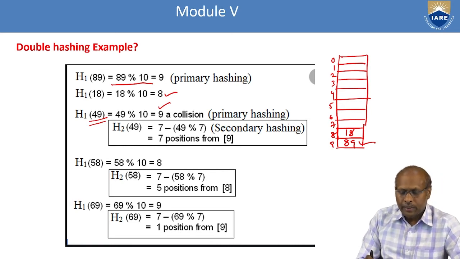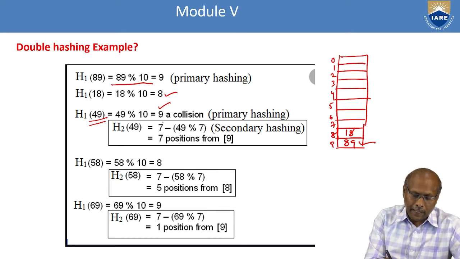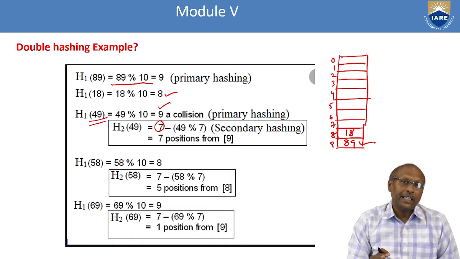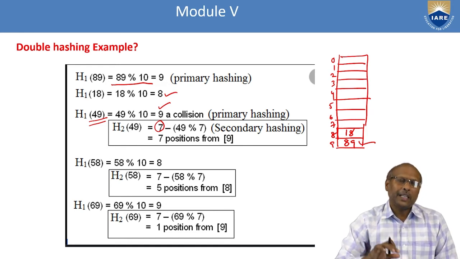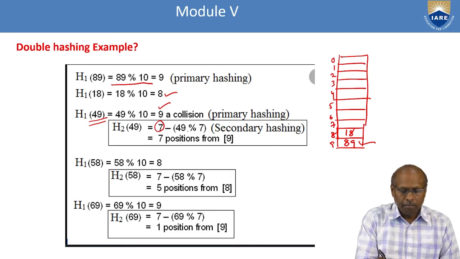So for that, what do I have to do? I apply the function called prime minus the key modulus prime, where 7 is my prime number. The prime number you have to decide based upon the table size. As a programmer, it is your responsibility to decide which prime number to take, based upon the table size. So in this example, I have taken 7. So 7 minus 49 modulus 7.